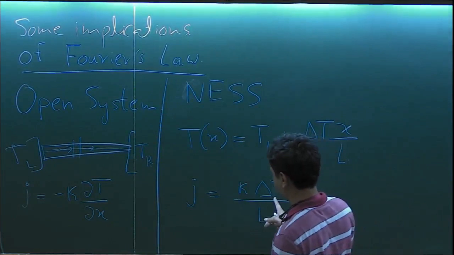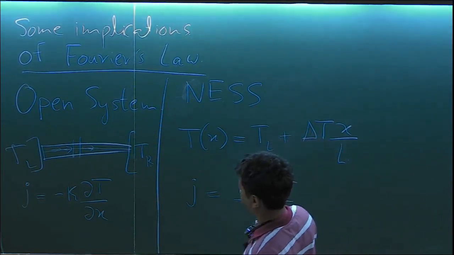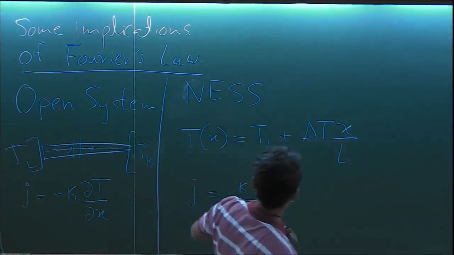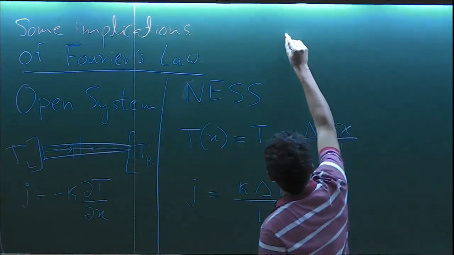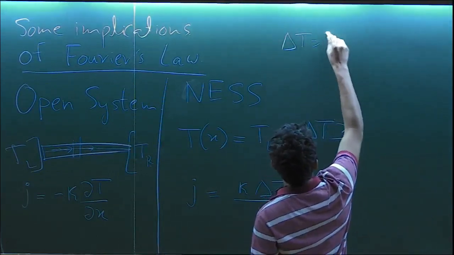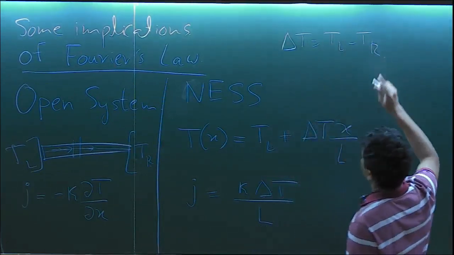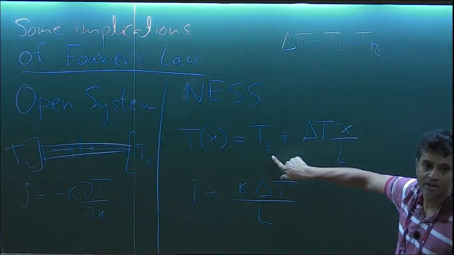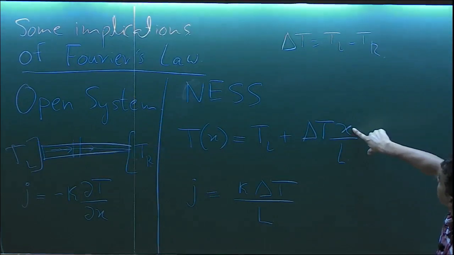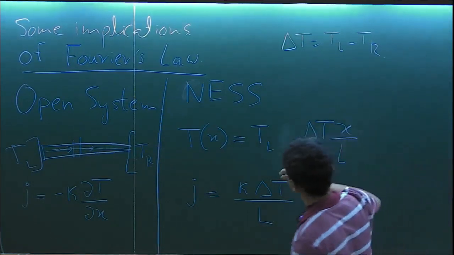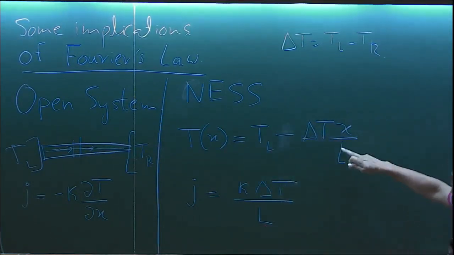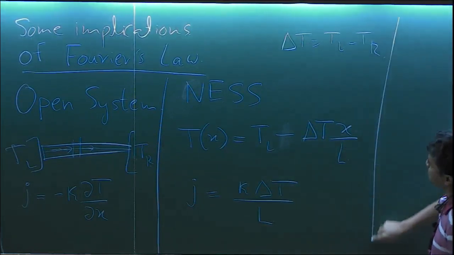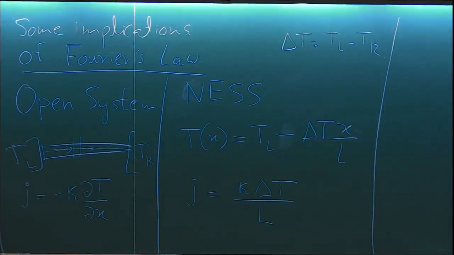Sorry, I didn't define what delta T is. Delta T is T L minus T R. You can see that if you put x equal to 0, it matches with the left boundary. If you put x equal to L, it matches the right boundary, so it has to match both boundaries. Okay, so this is the temperature profile.